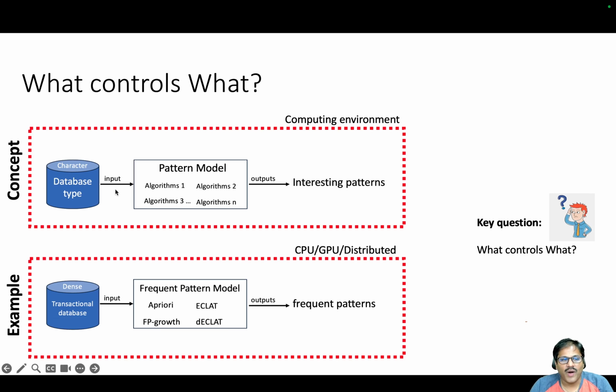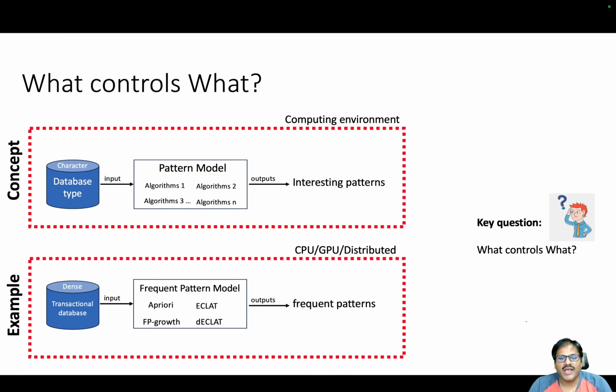When we provide these databases to the pattern mining model, we implement the model using various algorithms and then discover the interesting patterns. This everything happens under a particular computing environment. For example, it can be a CPU centric environment, GPU centric environment, or a distributed environment. So, this is where the computation actually happens.